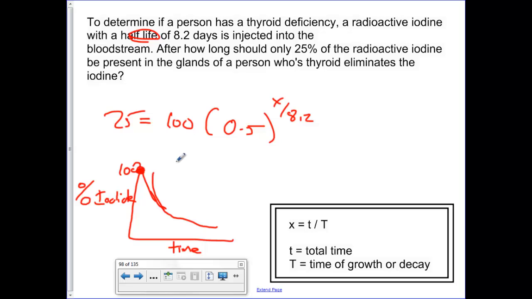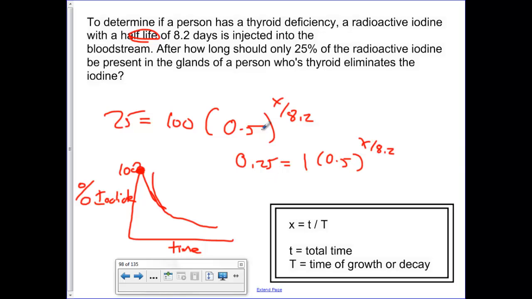The other option, though, is you could write it like this. 0.25 equals 1 times 0.5 to the x over 8.2. Both of those are valid. So you can keep it as a percent, or you can go to a decimal. But you've got to be consistent. This guy has got to be a percent, and this guy's got to be a percent. Or this guy is a decimal, and this guy's a decimal. But you can't do one of each.